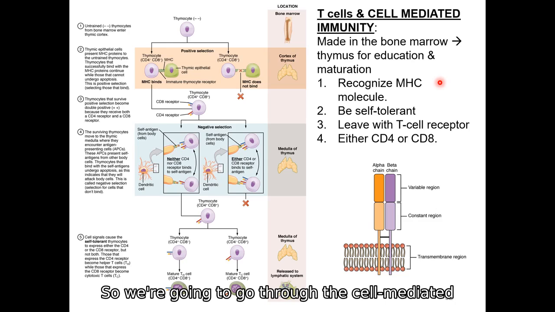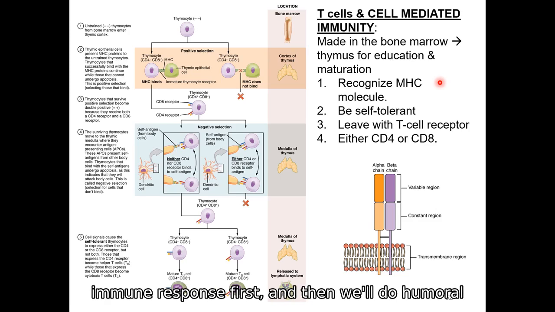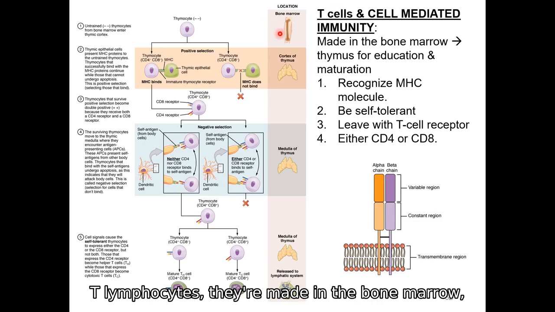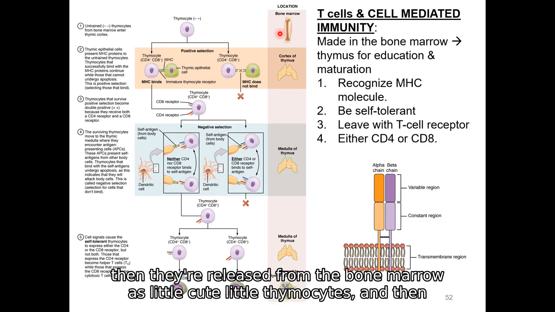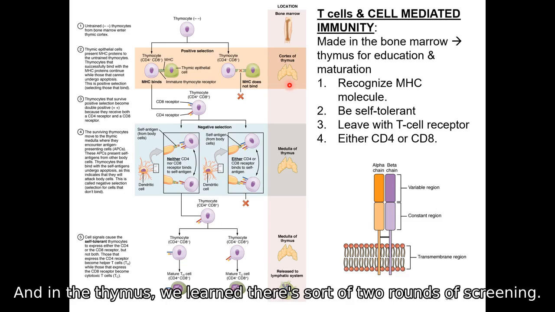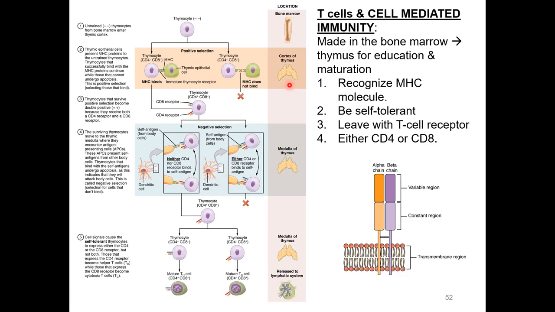So we're going to go through the cell-mediated immune response first, and then we'll do humoral immunity. So we discussed the thymus, and remember T lymphocytes are made in the bone marrow, then they're released from the bone marrow as cute little thymocytes, and then they go to the thymus. And in the thymus, we learned there are two rounds of screening.